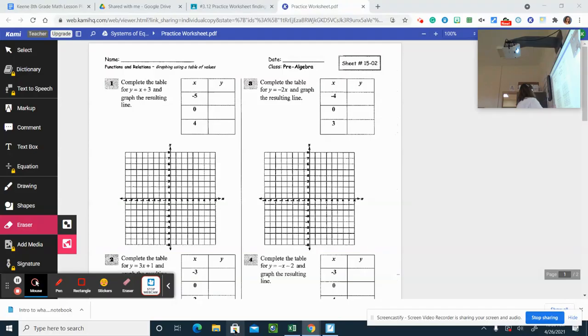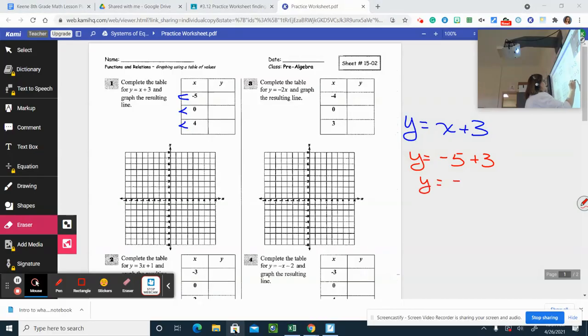So here we go. What you're doing is taking a linear equation. In this case, I'm looking at number 1, and we have y equals x plus 3. Then you're substituting each of these values for x into the equation to solve for y. Instead of x, now x equals -5. So I'm going to substitute -5 in for x and solve, and then simplify. So when x equals -5, y equals -2.